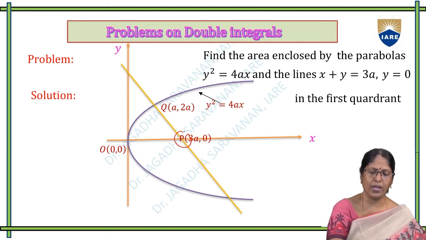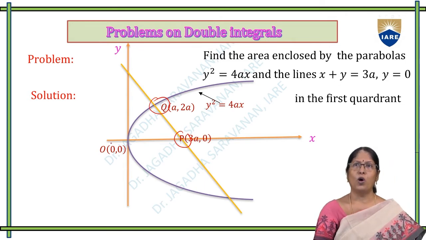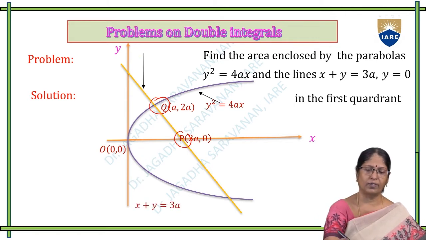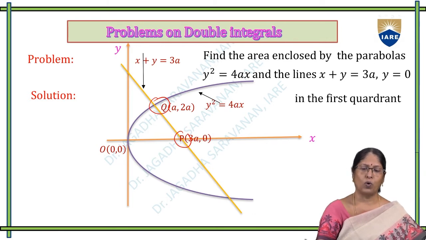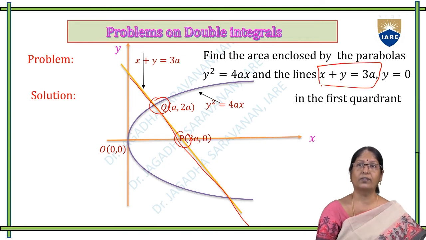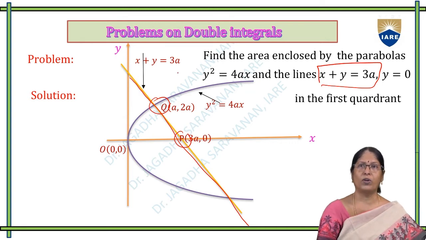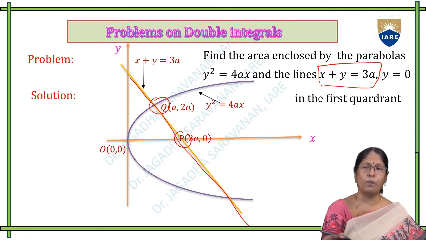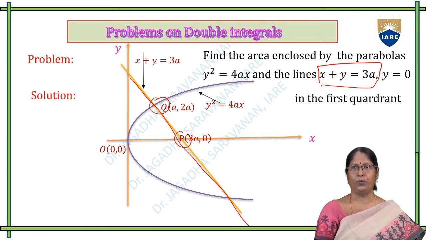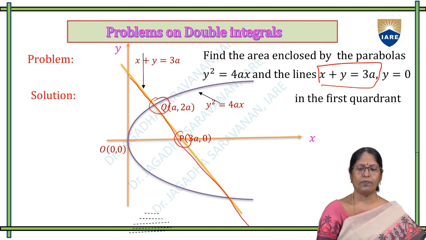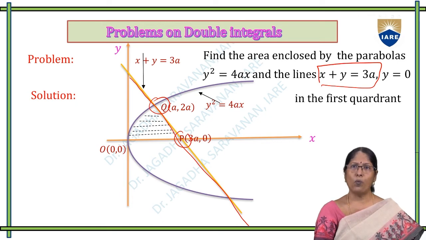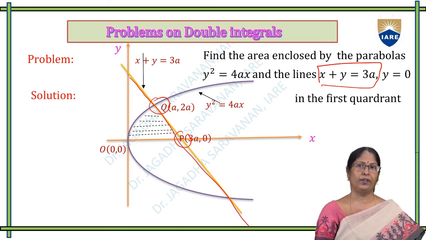So now the point P and the point Q, both we joined by a line segment. This is what it says. We formed this line with the straight line equation x plus y equal to 3a, joining the points P and Q. So now which region do we have to calculate?